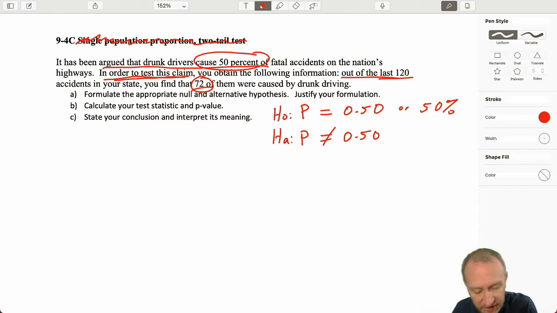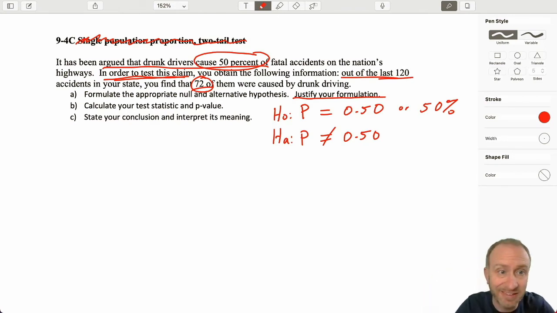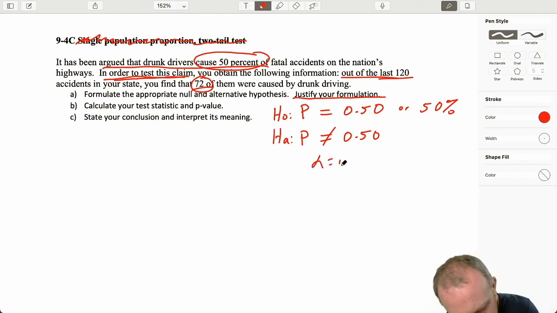My justification is that we formulated it like this so that if the evidence supports the null hypothesis, then I have evidence to support the claim that has been made. If our evidence supports the alternative hypothesis, then we would not be able to support that claim. Then we have evidence to show that no, it's not 50%. It's something other than 50% of the accidents are caused by drunk drivers. Okay, we'll do this test at 0.05 level of significance.